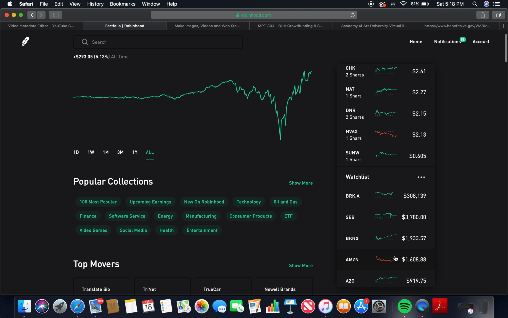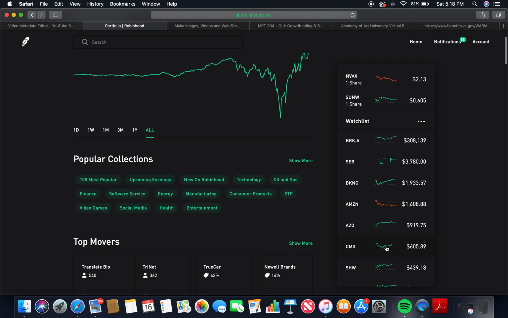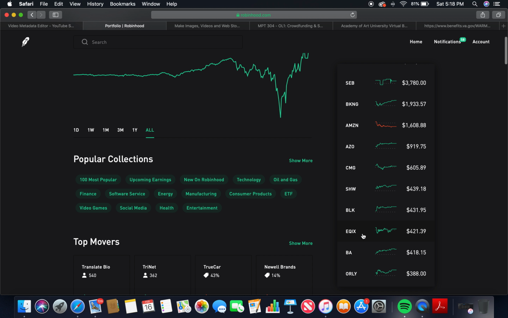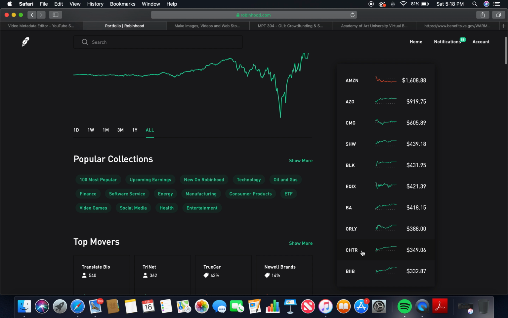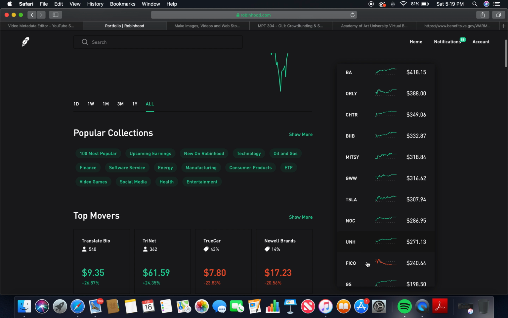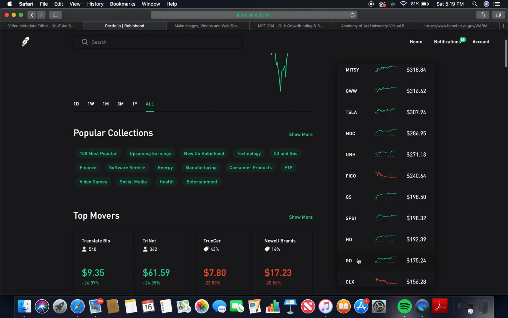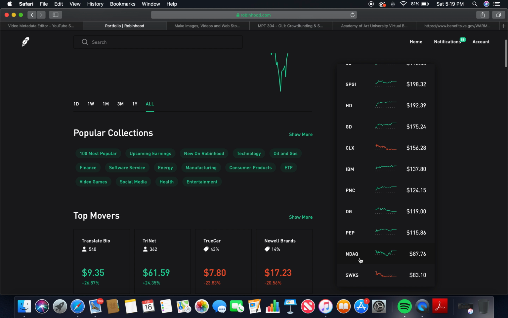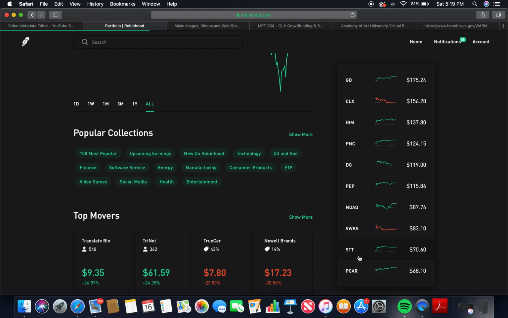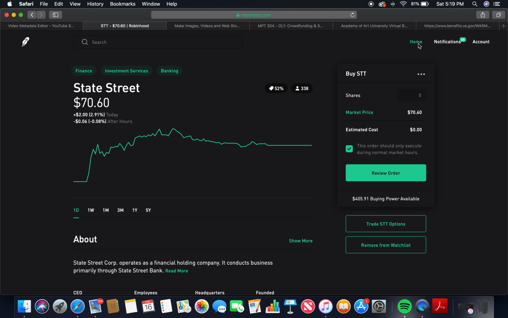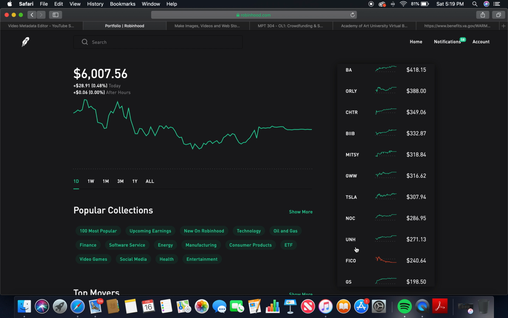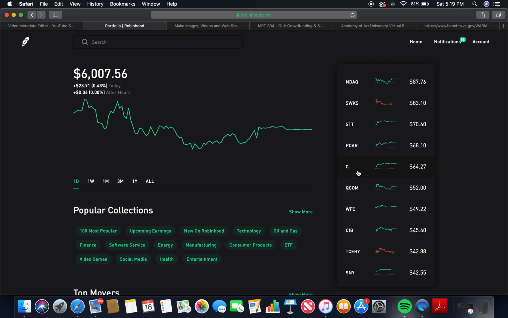And then my watch list, as you can see: Berkshire, the A, this is Seaboard, this is Booking Holdings, Amazon, AutoZone, look at this, Chipotle, Sherwin-Williams, BlackRock, Equinix, this is Boeing, this is O'Reilly, Charter. The list goes on and on, and I'm going to purchase all these. FICO, Goldman Sachs, S&P Global, Home Depot, General Dynamics, Clorox, IBM, PNC Financial, Dollar General, Pepsi, the NASDAQ, Skyworks, and STT, I can't remember what that is. Oh, State Street, they own the Spiders. PCAR, Citigroup. The list goes on, and these are all going to get bought.